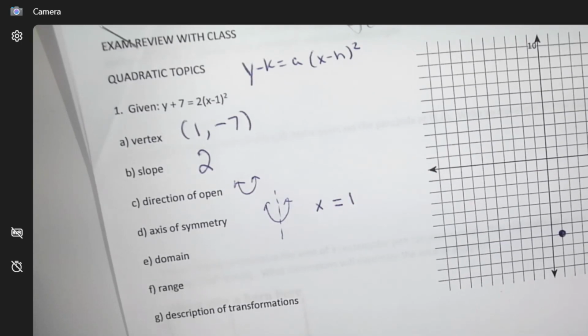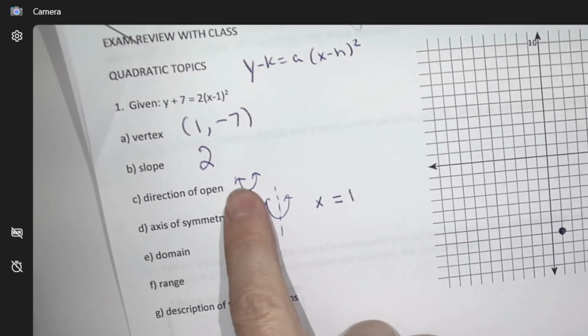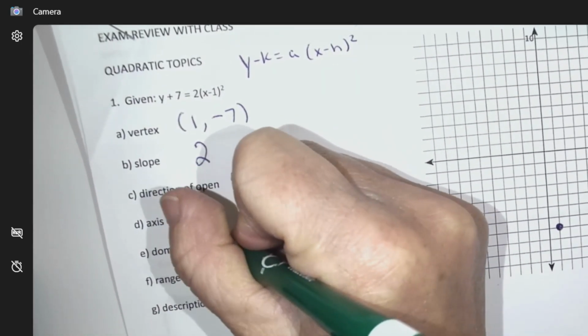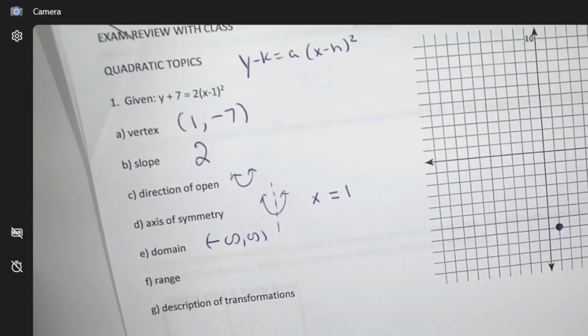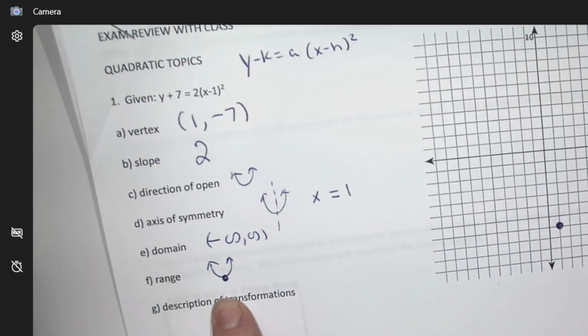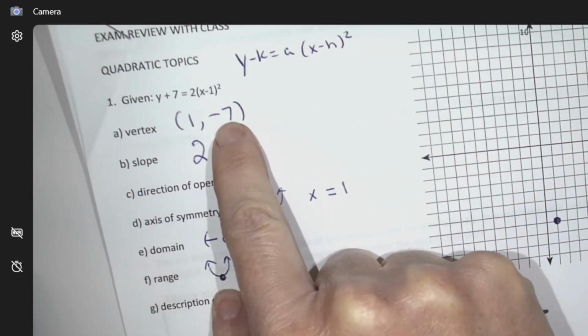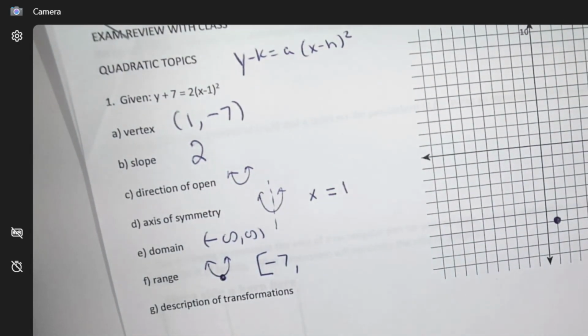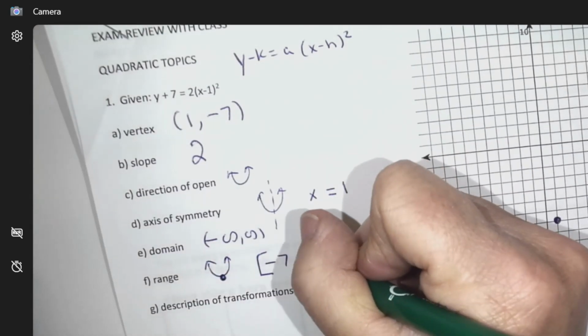Okay, the domain. How far left and right does this parabola go? -infinity to +infinity. I'm hoping that's like your free question on your exam. And the range. If I think about the bottom of this, there's a certain height at the bottom. Where do I get that height? -7. And that hits exactly at -7, so that's the lowest height, and then it's going up. So then, infinity.